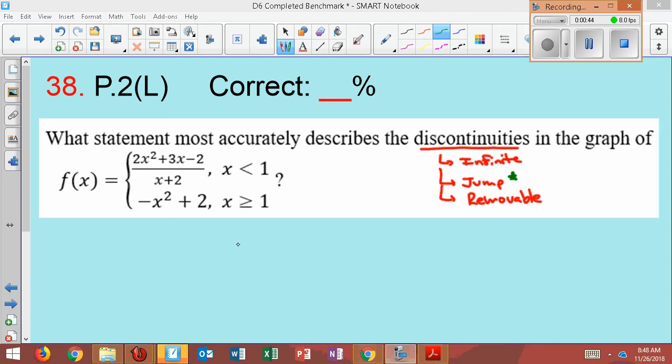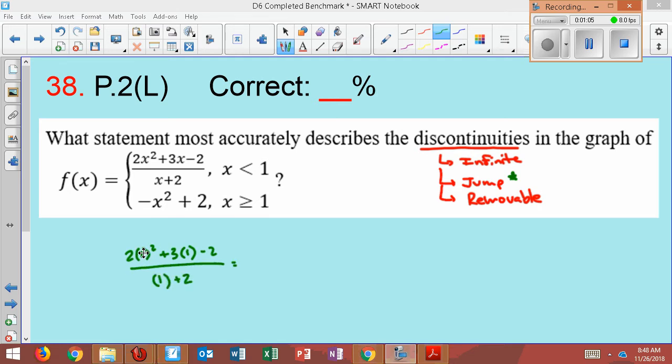Now we can go to the graph and we'll check that at the end, but I want to show you algebraically first. I want to know what the numerator value is and the denominator. If they're different, it's a jump. So when I plug in 1 to the top here, I would have 2 times 1 squared plus 3 times 1 minus 2 all over 1 plus 2.